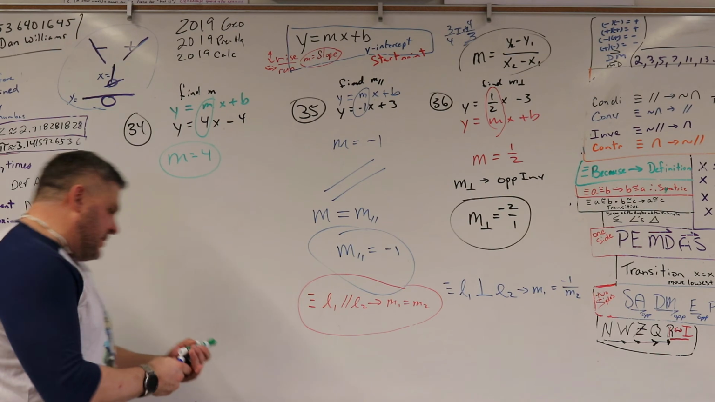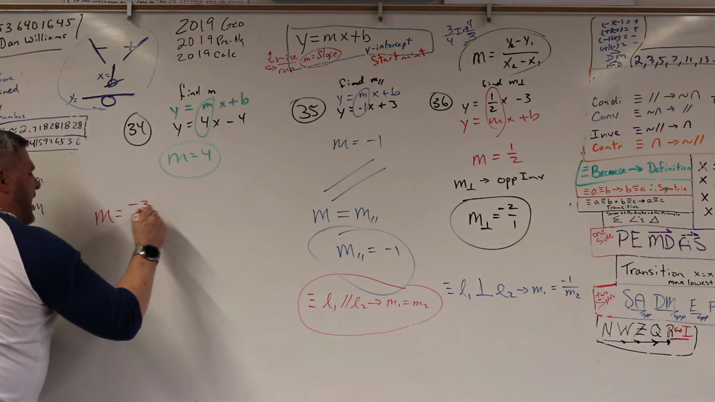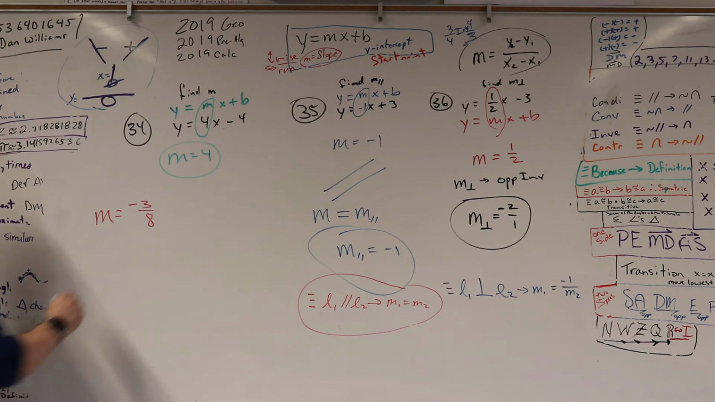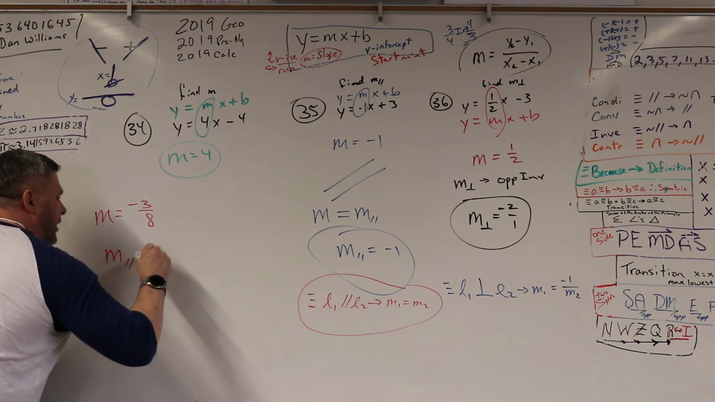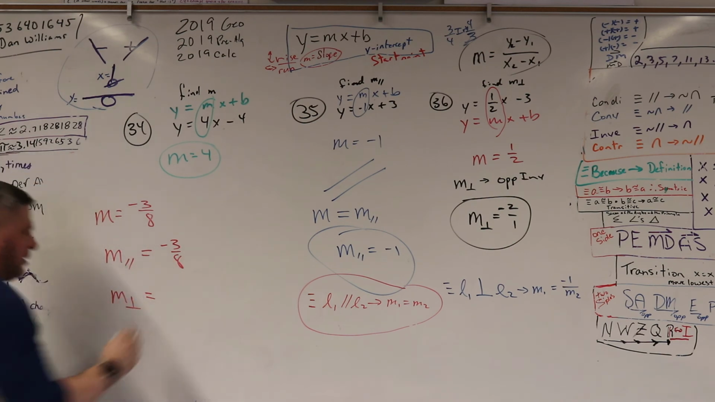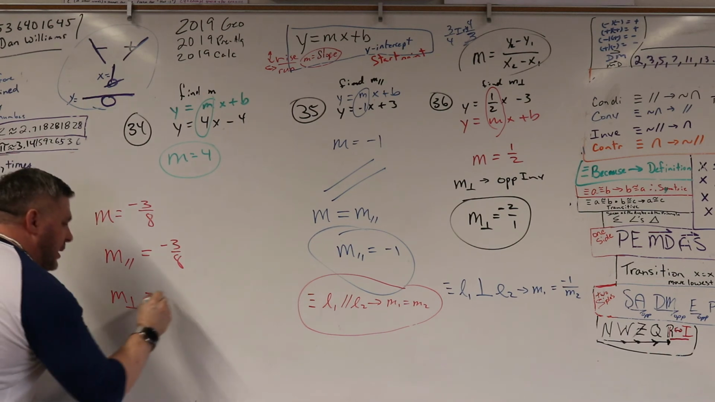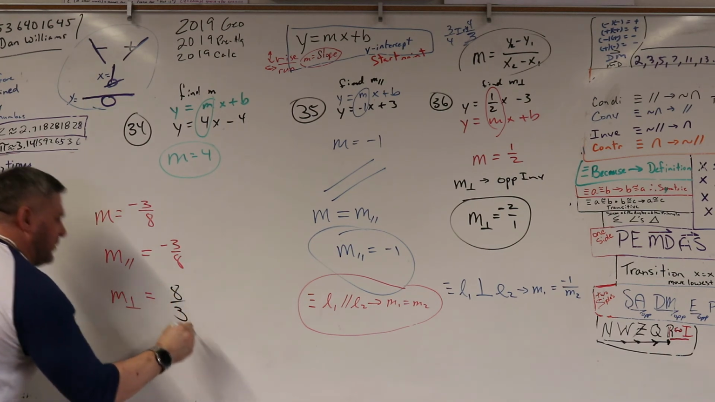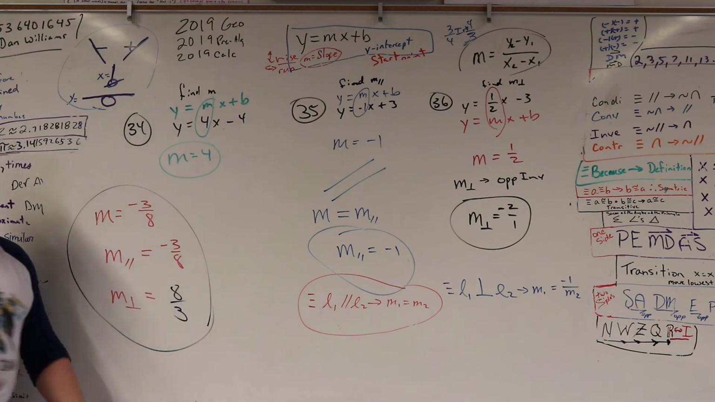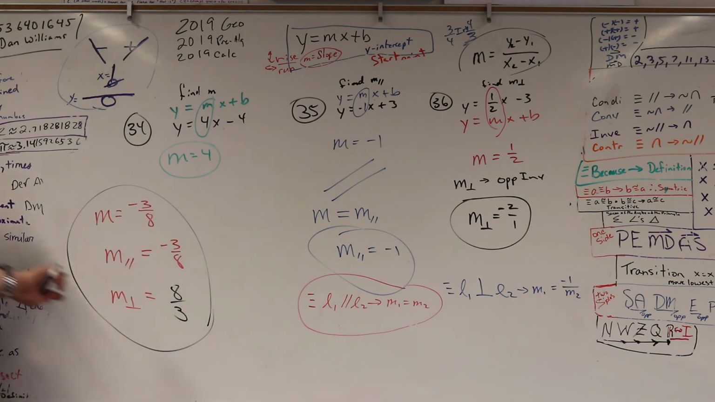Okay, so in other words, if M equals negative 3/8, M parallel would equal negative 3/8. But M perpendicular would equal what? 8 over 3. So know this, okay? So it's the opposite inverse. That's it. That's your rule.